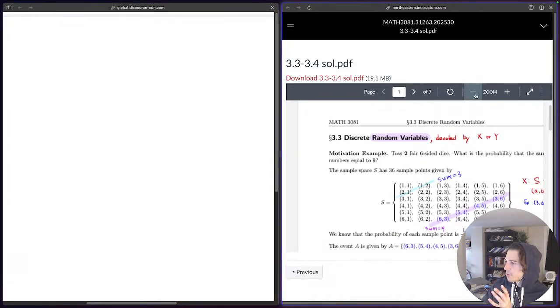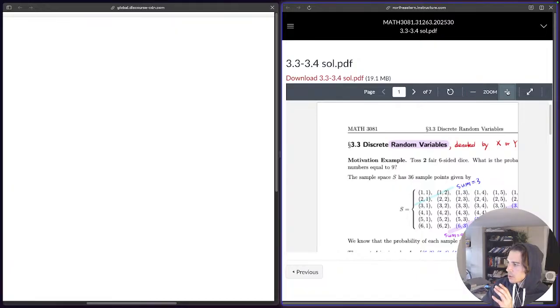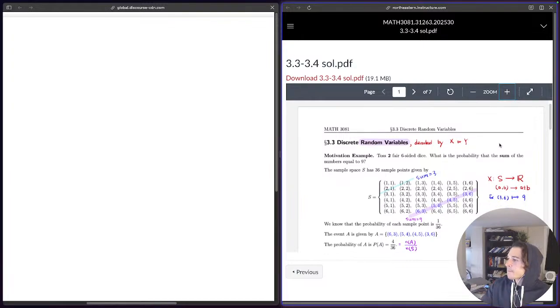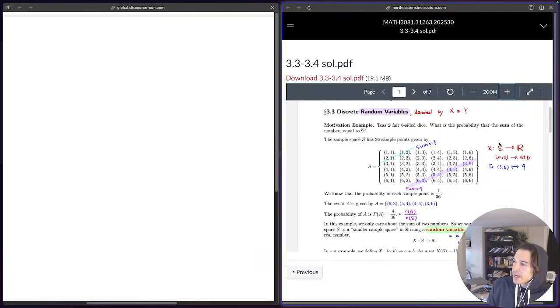Okay. 3.3 discrete random variables, denoted by X or Y. Motivation example. Toss 2 fair 6-sided dice. What is the probability?